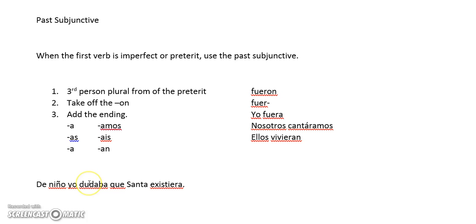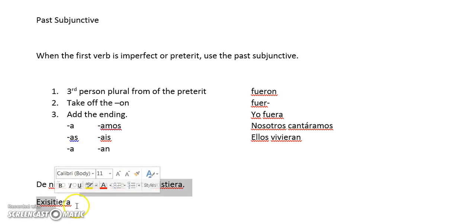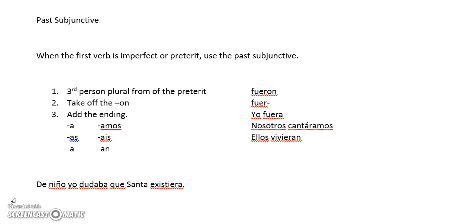Now, this is in the imperfect. So since this is imperfect, the subjunctive verb needs to be in the past as well. The verb that I used was existir. You put it in the third person plural preterite form, existieron. Take off the O-N, and then you add the third person singular ending, existiera. So as a child, I doubted Santa existed. That is an example of a sentence that would need the past subjunctive. So when you need the subjunctive and your main verb, your indicative verb, is in the past, your subjunctive verb has to be in the past as well.